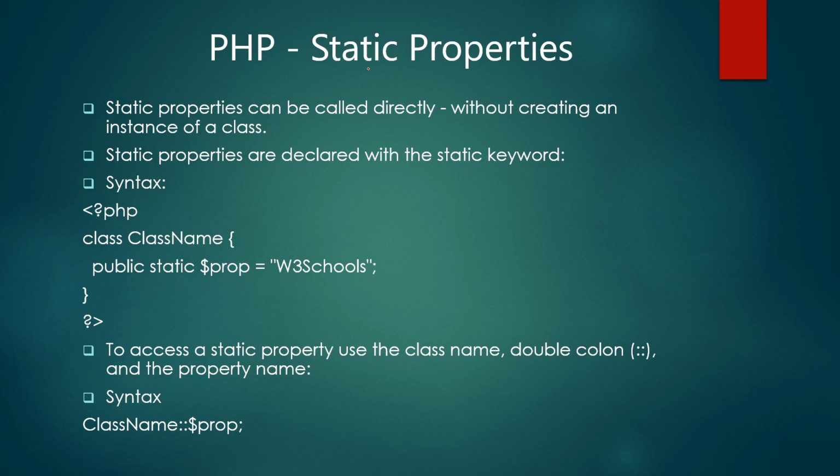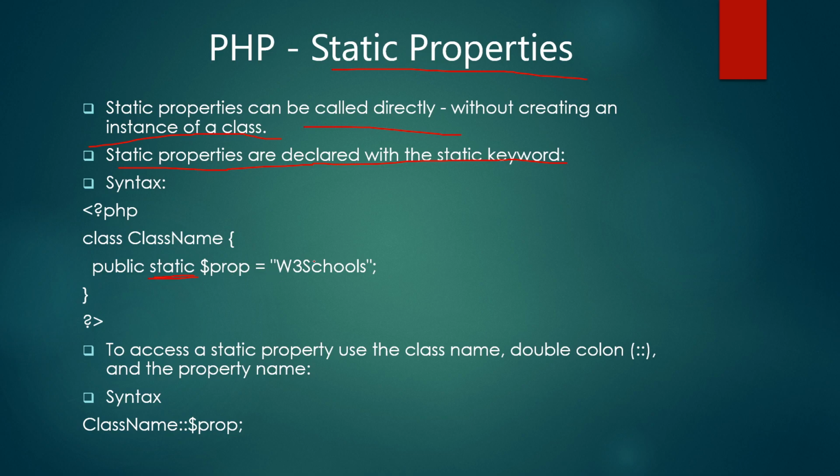So now let's jump on to static properties. That was about non-static properties. Now let's learn about static properties. Static properties can be called directly without creating the object of a class. So if a property is static, no need to create the object. We can directly access that property. Static properties are declared with the static keyword, so it is easy to identify. I have used the keyword static, so that indicates this is a static property. The syntax is we make use of the keyword called static. That is the only difference.